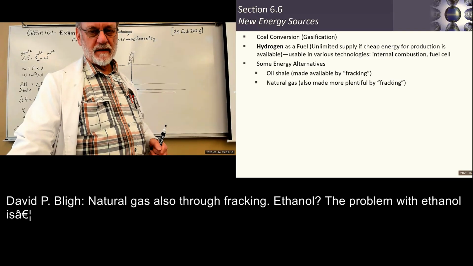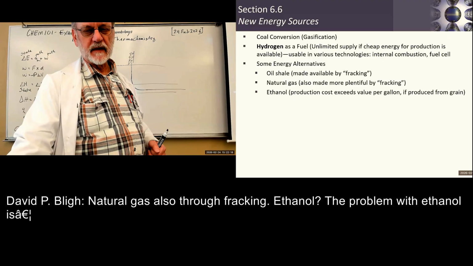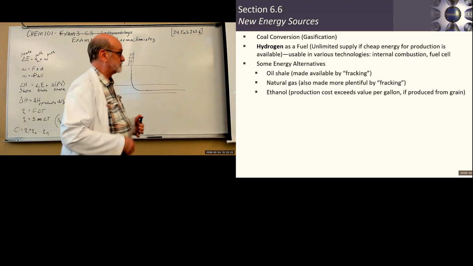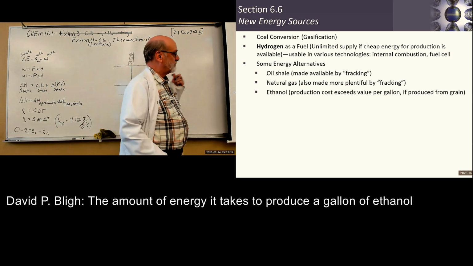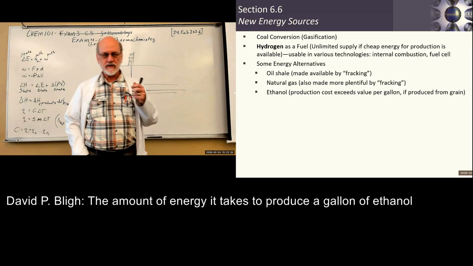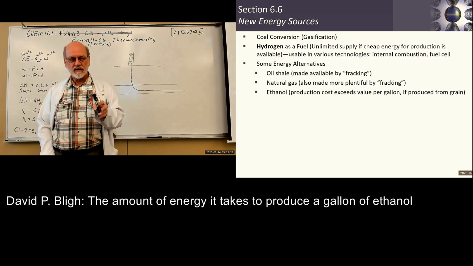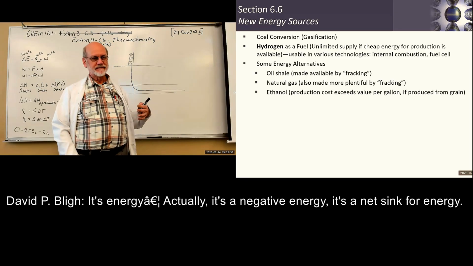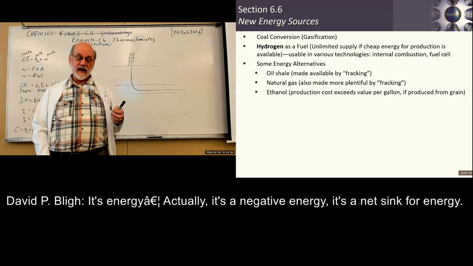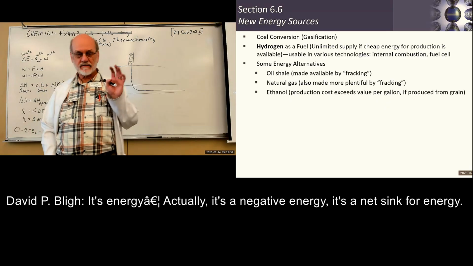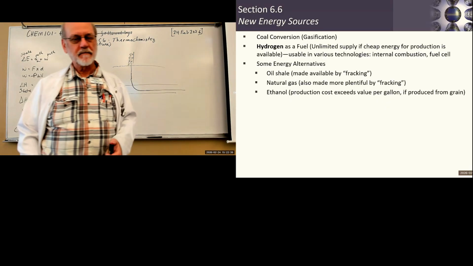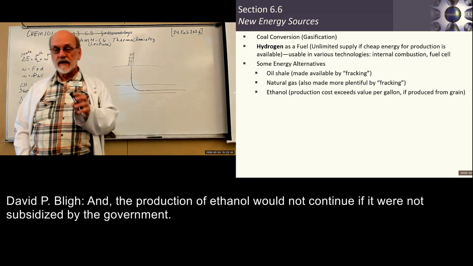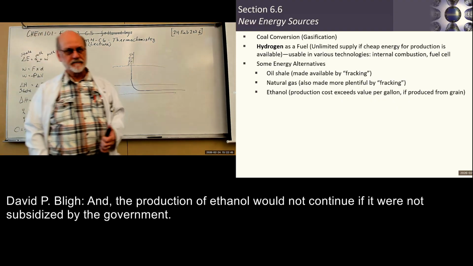Natural gas also through fracking. Ethanol. The problem with ethanol is the amount of energy it takes to produce a gallon of ethanol is more than you get back when you burn ethanol. It's actually a negative energy, it's a net sink for energy. And the production of ethanol would not continue if it were not subsidized by the government.